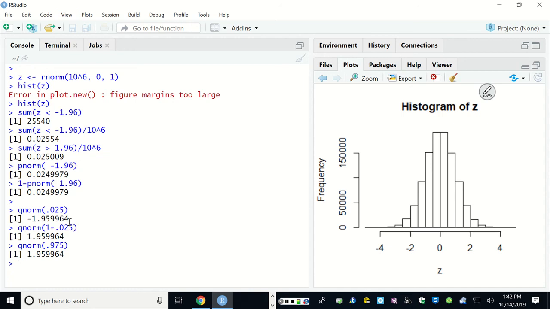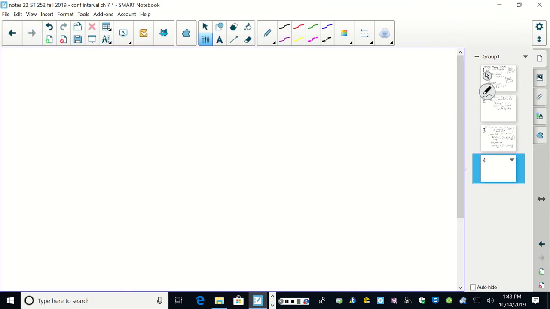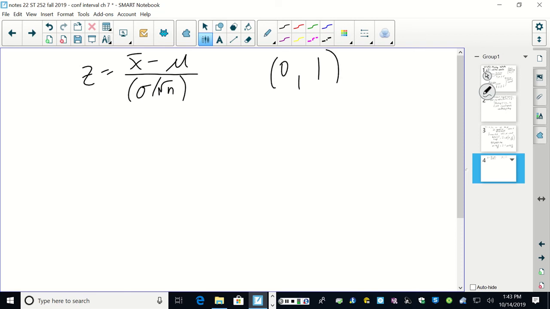So if x bar is this, there's a result from probability theory that if you take x bar, a random variable, minus its mean, divided by its standard deviation, it should have mean 0 and variance 1. And linear combinations of normals are still normal, so that's the standard normal. That's where the negative 1.96 and 1.96 come from.